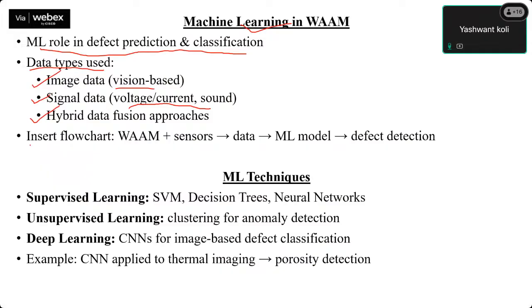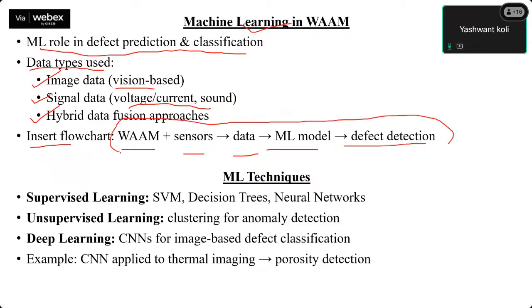these things. Insert flowchart like WAM, sensors, data, ML model, defect detection. This is the basic flowchart that we follow. And these are the ML techniques. So first is supervised learning: SVM, decision trees, neural networks. Unsupervised learning is clustering and anomaly detection.